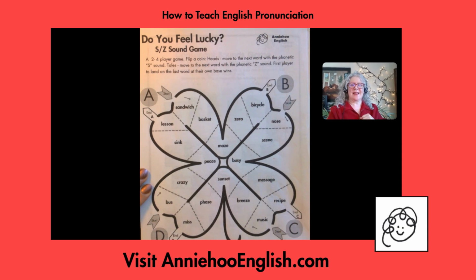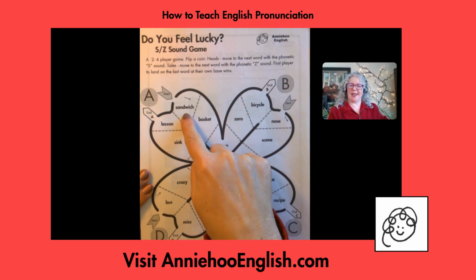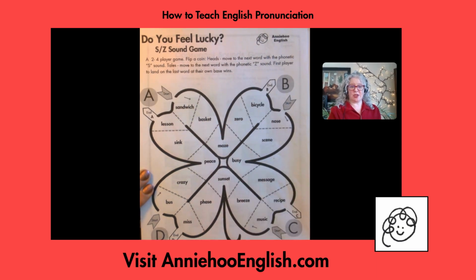Okay, so let's say you flip a coin and it is heads. It says move to the next word with a phonetic S sound. So player A, starting here, we have sandwich. So they would move here, right? The next player, let's say it's only a 2-player game, so we want to start on C so that it's the opposite. They would start here. If they flipped heads, they would not go to music, that's a Z sound. Breeze, that's a Z sound. So they would go all the way up to sunset, with the S sound.